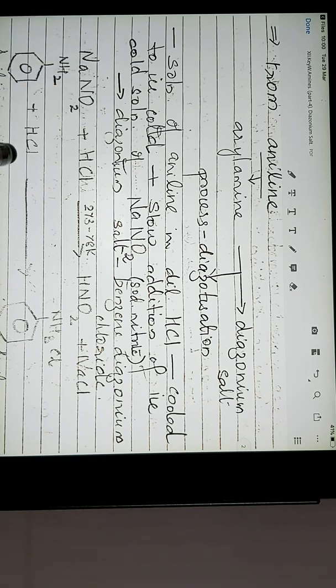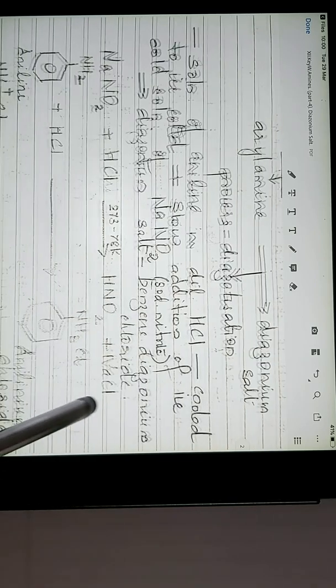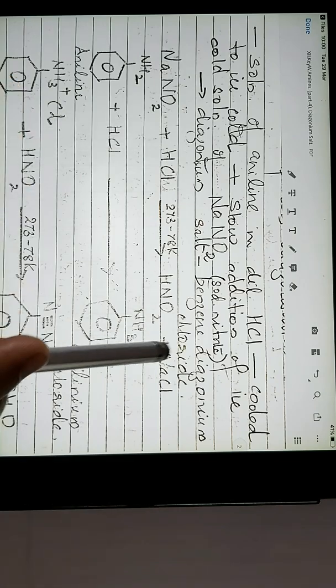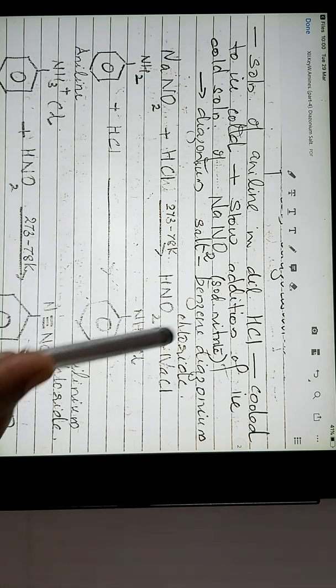To that, slow addition of sodium nitrite is done, and the sodium nitrite solution should also be at what temperature? Ice cold temperature, right? And when the reaction proceeds, we will be obtaining the product. Which product? The diazonium salt, and here it will be benzene diazonium chloride. You can see sodium nitrite and HCl will be in the system, and they will produce nitrous acid.